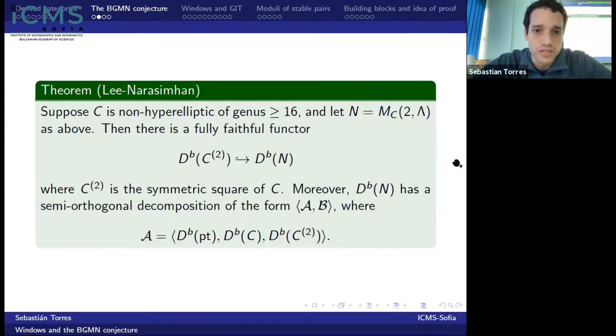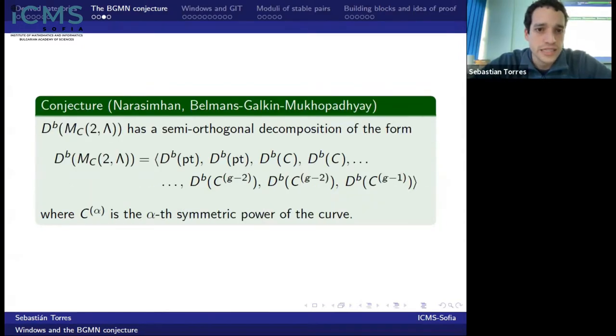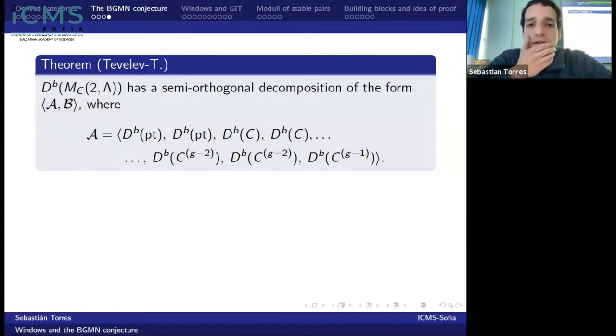And of course, all of these results hint that the conjecture should be true, so there are results toward that conjecture. And what we showed is the following. We have a semi-orthogonal decomposition where you indeed have all those blocks: the derived category of a point and symmetric powers of the curve. The only difference is that here I'm calling them A and B. A are all these blocks, and then B will be whatever is left.